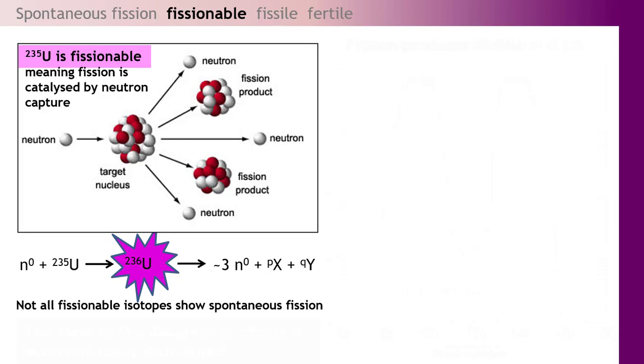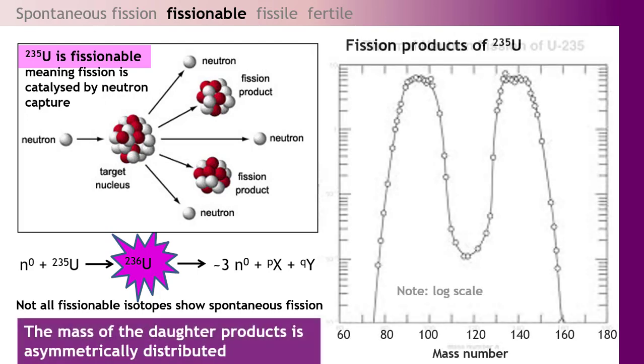Now, a word about the fission of the nuclei itself. Uranium-235, with 92 protons and 143 neutrons, has many ways in which it could fragment. Indeed, we observe very many different fission products.